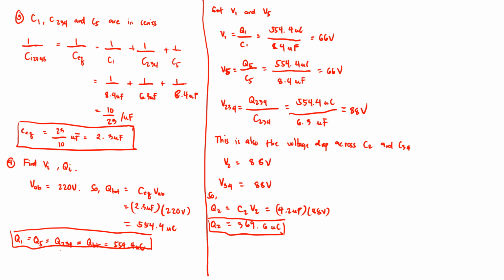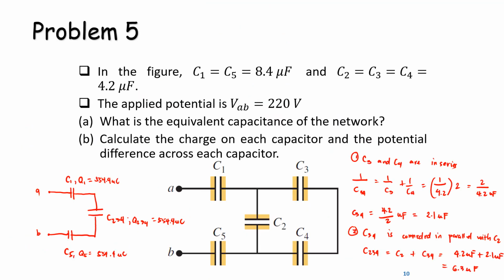Now, we also know that V34 is equal to 88 volts. So we can get Q34. Q34 is equal to C34 multiplied by V34. Your C34 is 2.1 microfarad, and your V34 is equal to 88 volts. So when we multiply this, we will get Q34, and it is equal to 184.8 microcoulomb.